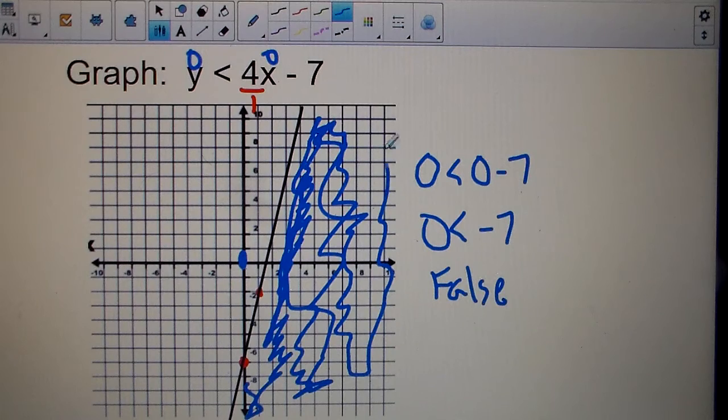Or the little shortcut: if you go to your coordinate, less than. Well, less than is below the line, so you have to go below the coordinate, so I know I have to shade on this side. So that's another quick way you could do it.